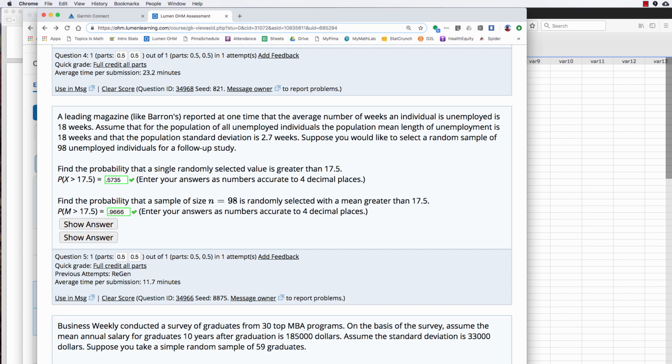Suppose you'd like to select a random sample of 98 unemployed individuals for a follow-up study. Find the probability that a single randomly selected value is greater than 17.5 weeks. And then find the probability that the sample of size n equals 98 randomly selected has a mean greater than 17.5.